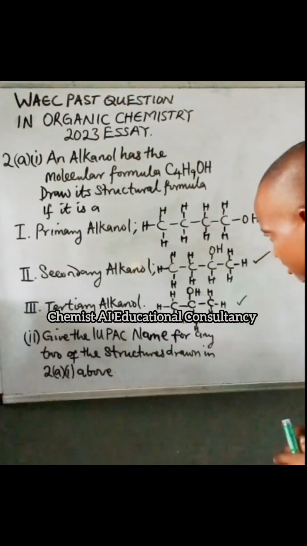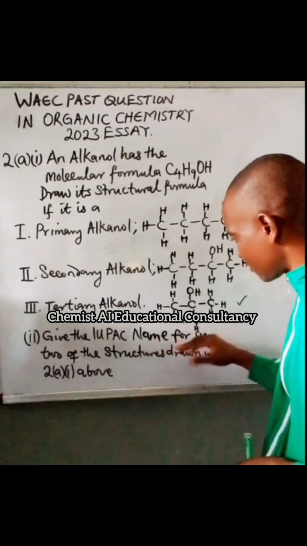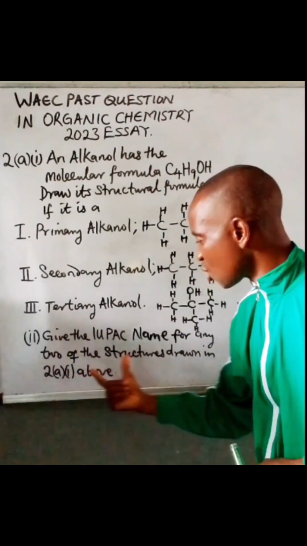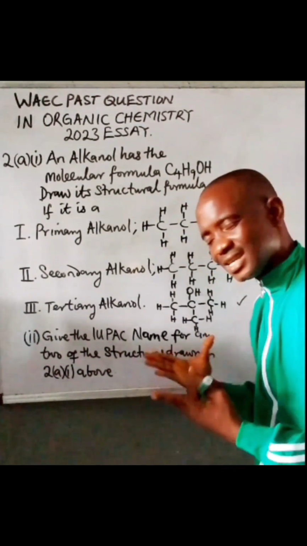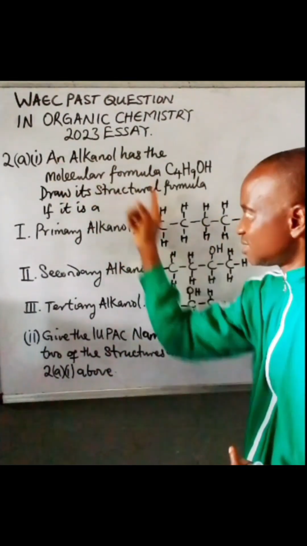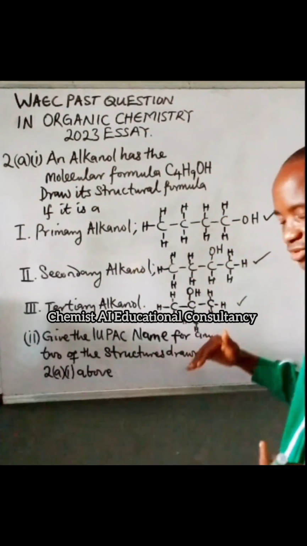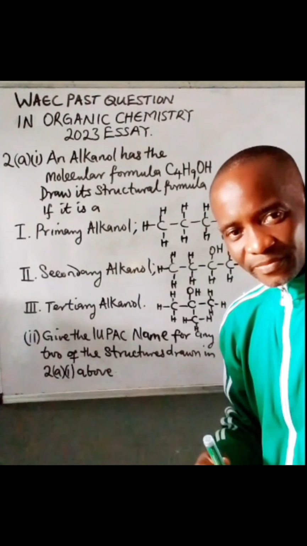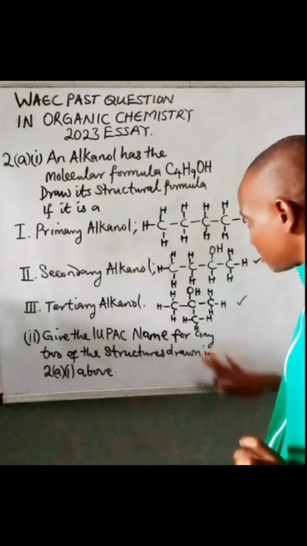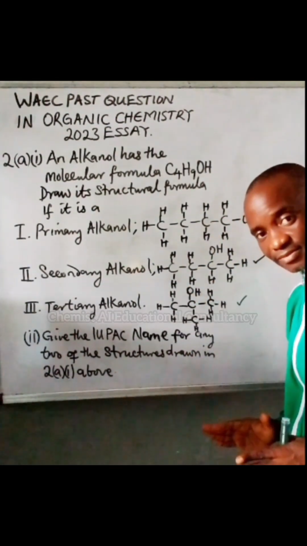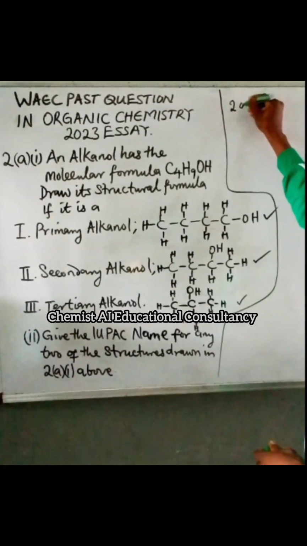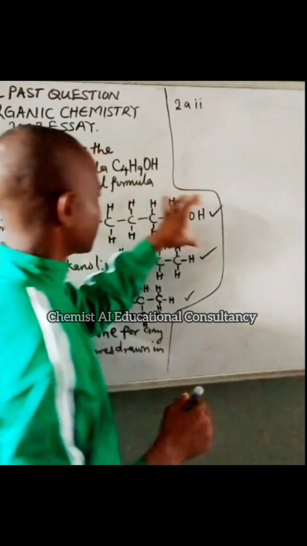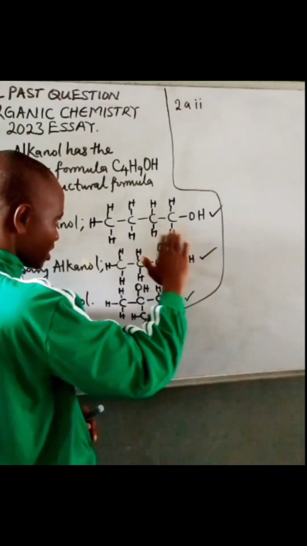The next question is, give the IUPAC name for any two of the structures drawn in 2AI. That is this question. There are 3 structures drawn. And 2AII is asking that we name 2 of the 3 compounds. But I would like to name the 3.